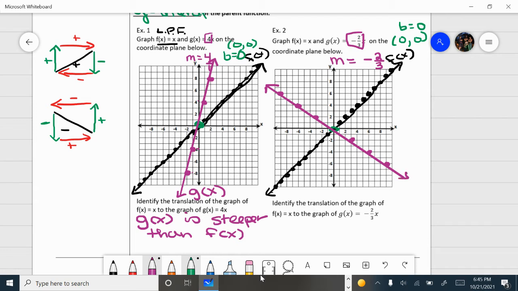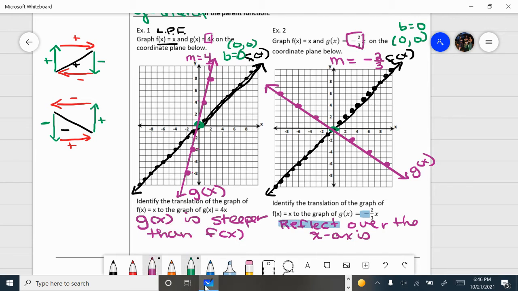Here is my g of x. Now, this one, we actually have 2 different translations or 2 different changes here. This time, we're reflecting it. We reflect over the x-axis. The reason we reflect it is because our slope has a negative. The negative is what makes it reflect.